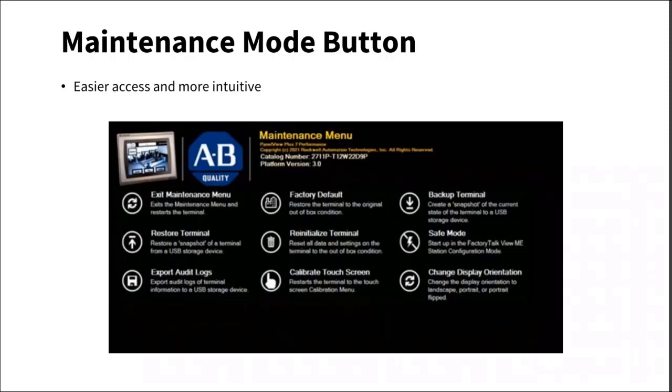Let's use it. From here, you'll be able to do things like restore the terminal back to factory defaults, boot up into safe mode, which is starting FactoryTalk ME, but going into the configuration screen rather than booting and launching the MER project. You'll also be able to do a backup and restore of the terminal, which essentially takes a snapshot of the panel view and stores it on a USB drive. Could be used to replicate a panel view or in case of a panel view failure. There's also options to perform screen calibrations and change the orientation of the display.